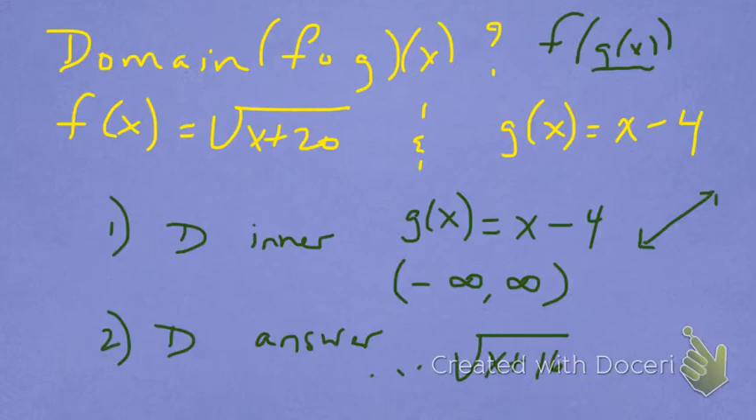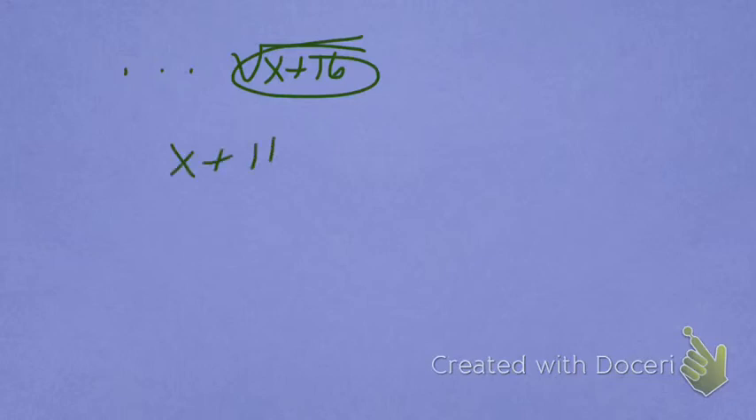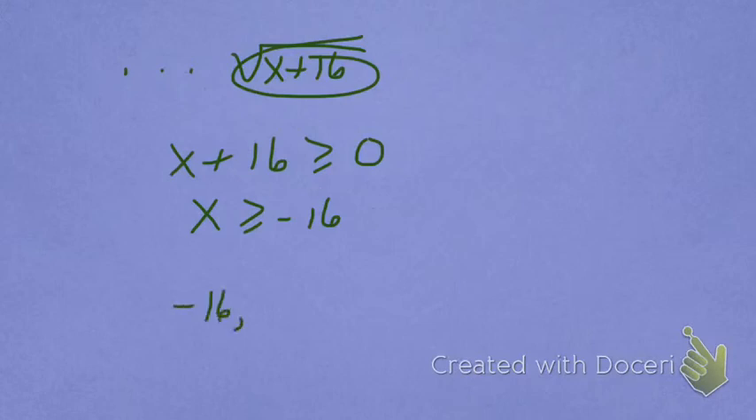As for the answer, our answer was, we did some work and we got the square root of x plus 16. Oh, there's conflict. If you have a square root, that square root function has to be not negative. So if we have the square root of x plus 16 and it has to be not negative, we would take the radicand, set it greater than or equal to 0 and solve. Subtract 16 from both sides. X is all the numbers greater than or equal to negative 16. So we do have a restriction with the answer. That would be everything from negative 16 to infinity.